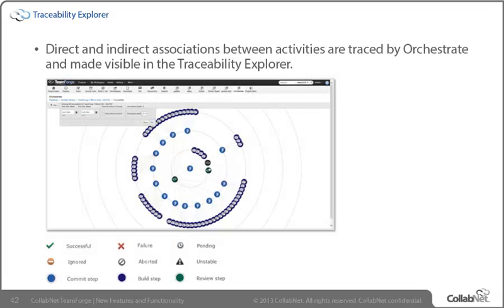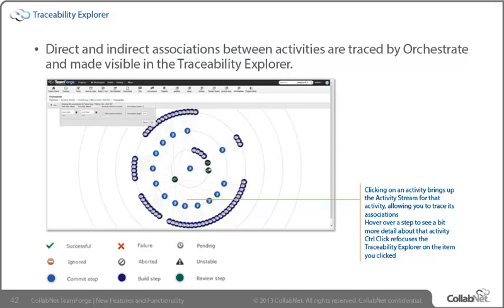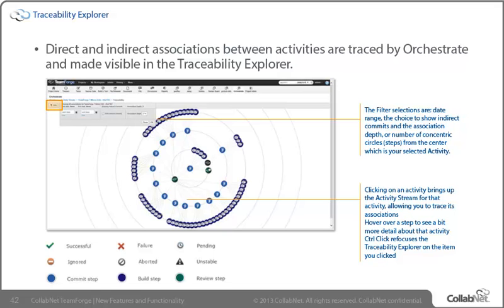Clicking Trace Associations in the Activity Stream Association pane will open the Traceability Explorer displaying the associations in a graphical format. By clicking on an activity icon, you can open the activity's details. Hovering over an activity will show you the title of that activity. And control clicking on an activity makes that activity the central focus of the Traceability Explorer. You can filter your activities and identify the depth of the associations to view. The Traceability Explorer provides an easy visual which can be used to pinpoint problem activities and their effect on associated activities.